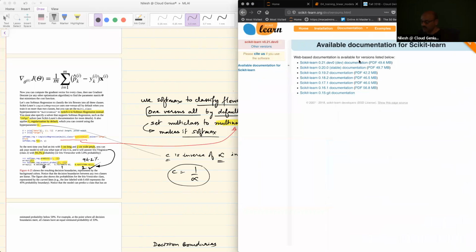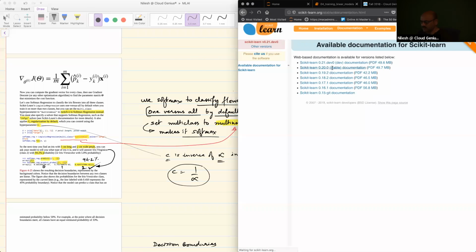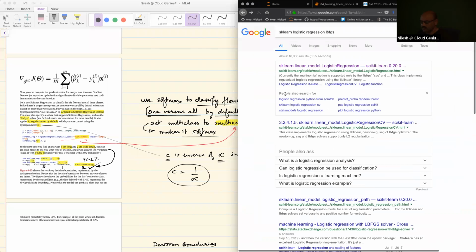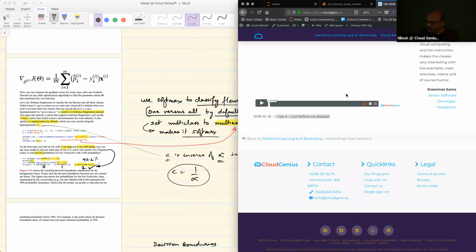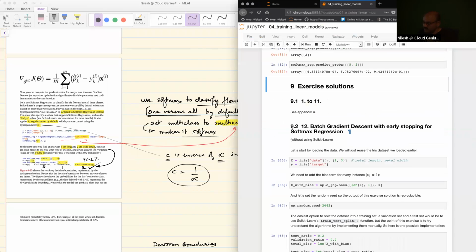There are other versions, like right now we are using, I think, 0.21. That's the version of documentation that we are looking at. There are other versions available, and you can, of course, zoom in on the correct version that you're dealing with and handle that accordingly. So let's go forward. I think this finishes this chapter.